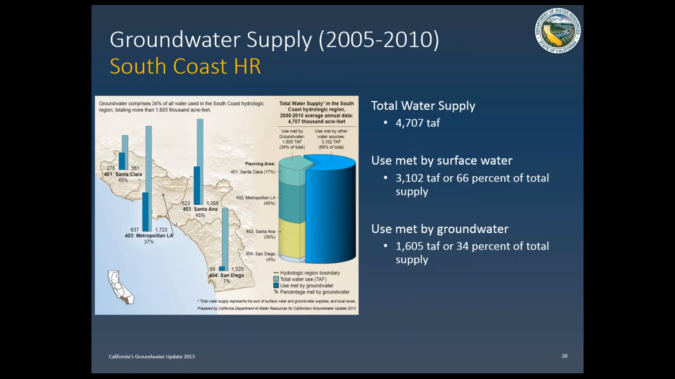South Coast uses quite a bit more water, 4.7 million acre-feet. Surface water meets 3.1, and the groundwater is represented at about 1.6 million acre-feet, or 34% of the total supply. The majority of the groundwater is used in the metropolitan LA or the Santa Ana planning areas. Even though San Diego uses quite a bit of water, very little is actually supplied by groundwater, and it represents only 7% of their total water use. Like I said, metropolitan LA and Santa Ana use the bulk of all the groundwater that's pumped out of that particular region.